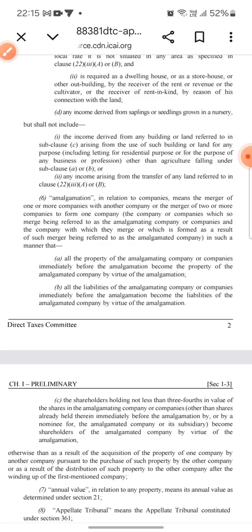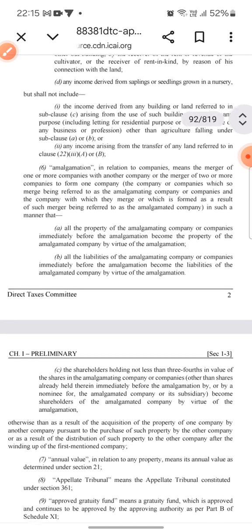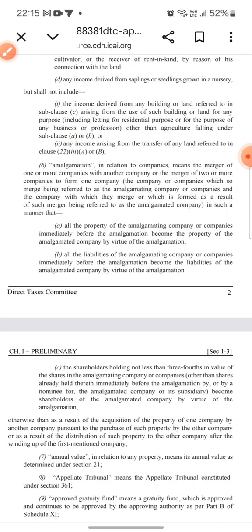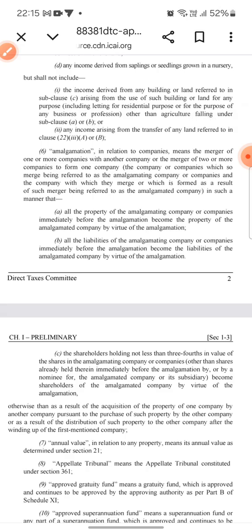Amalgamation in relation to the company means the merger of one or more companies with another company, or the merger of two or more companies to form one company, the company or companies which so merge being referred to as the amalgamating company or companies, and the company with which they merge or which is formed as the result of such merger being referred to as the amalgamated company, in such manner that all the property of the amalgamating company or companies immediately before the amalgamation becomes the property of the amalgamated company by virtue of amalgamation.